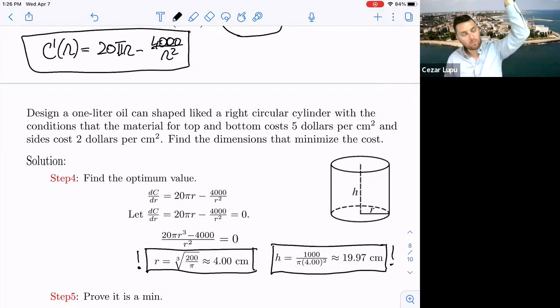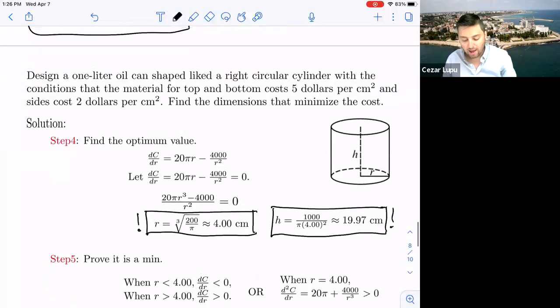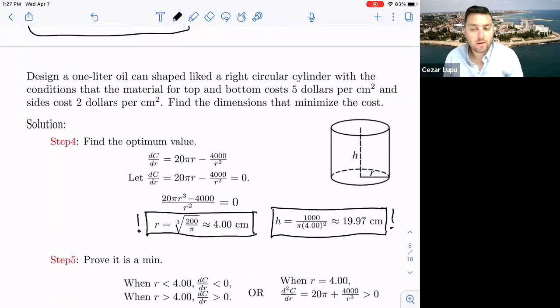It goes up, and then it goes all the way down. It reaches a minimum point, and then for values greater than 4.00, the graph of the function goes up, so the derivative will be positive. In other words, you can check this: when r is less than 4.00, the derivative of the cost function with respect to r is negative, so the function is decreasing. When r is greater than 4.00, the derivative of the cost function with respect to r is positive. So that's the first derivative test.